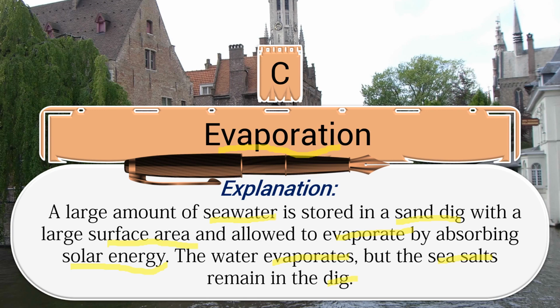So we are saying that seawater contains salt, and seawater can be put in sandy digs with a large surface area, and these allow evaporation to take place by absorption of solar energy. The water will evaporate and the salt will remain in the dig sand places.